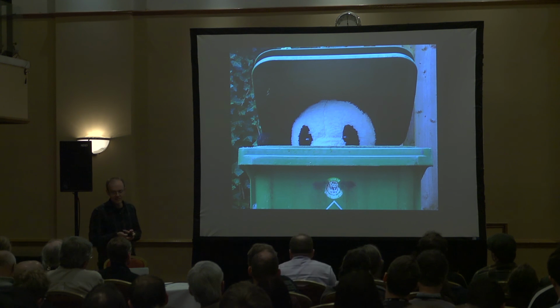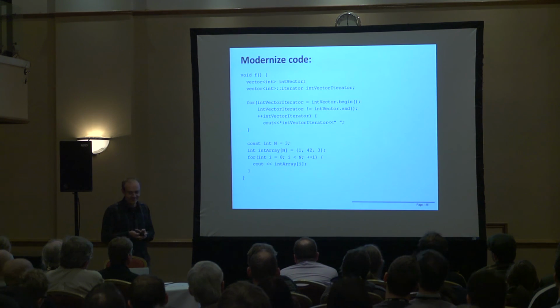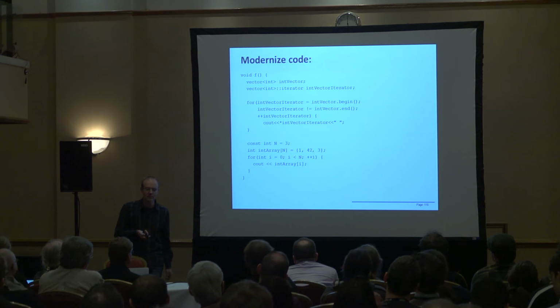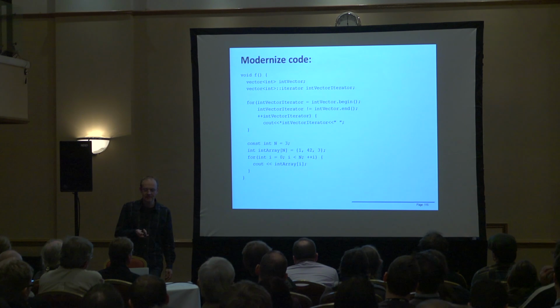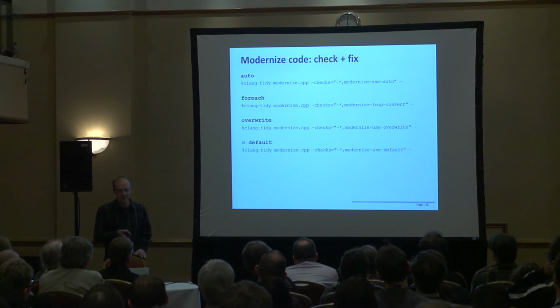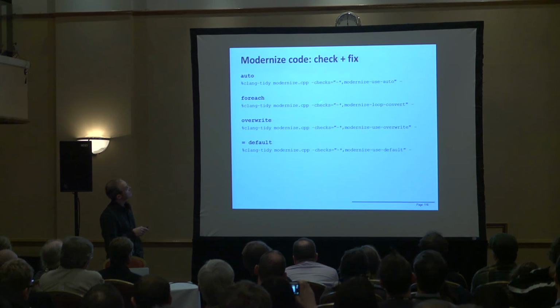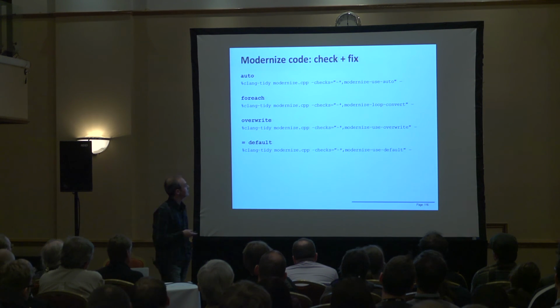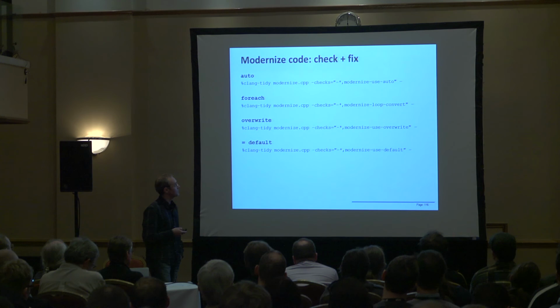So this is your old C++ code, and you can modernize this code now when you apply these checkers. There are checkers for modernize use auto, a loop converter, an override, and the usage of default.